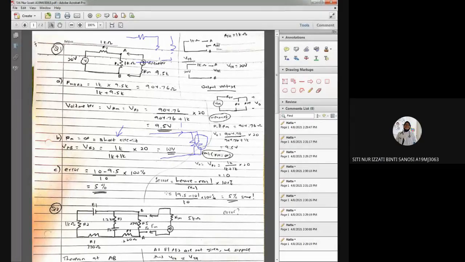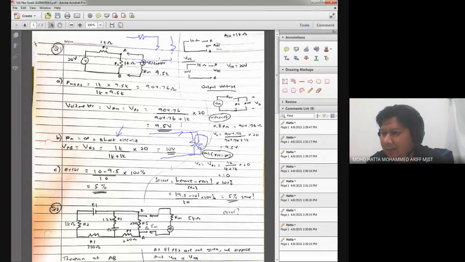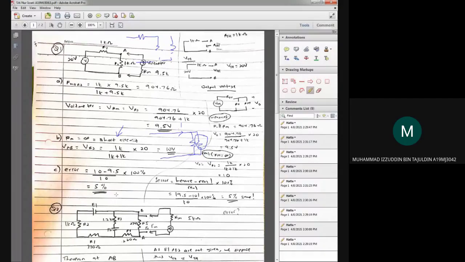Okay, Doctor. All right, the answer is correct. And also the error over here, 10 minus 9.5 divided by 10 times 100. So this is also correct. Doctor, the voltmeter is infinite because its resistance is very high, so the current will choose the less resistance, which is at R2, right?